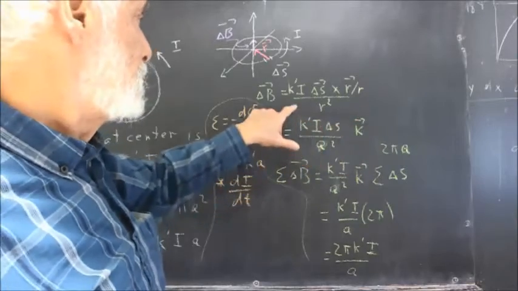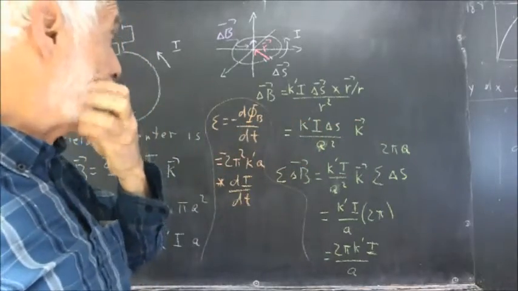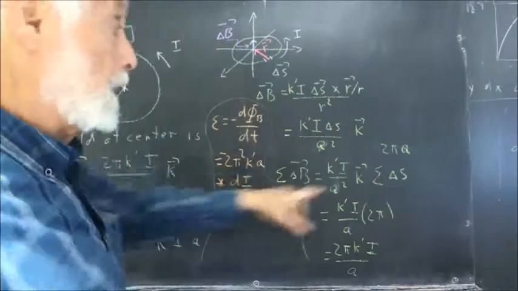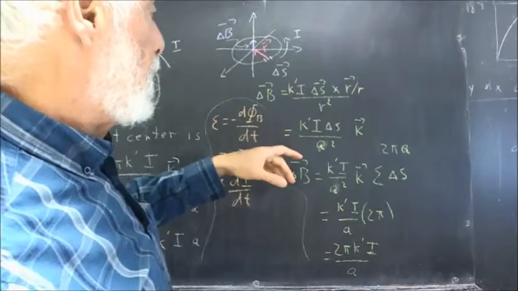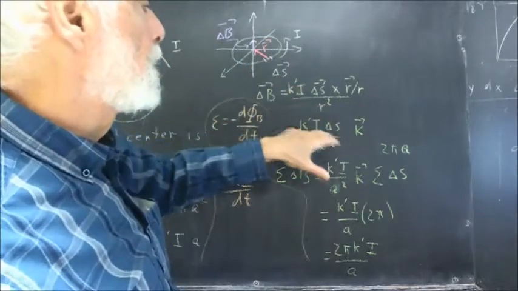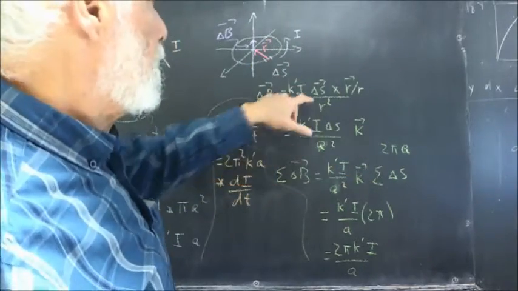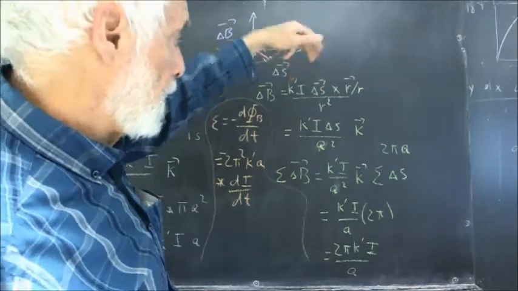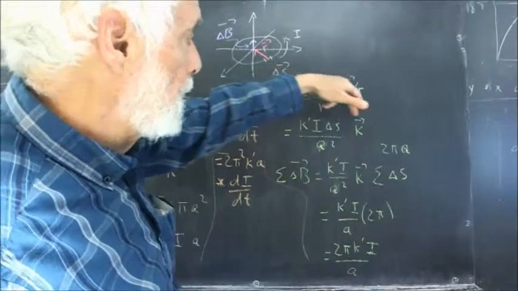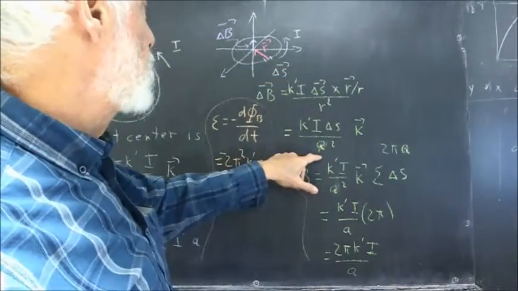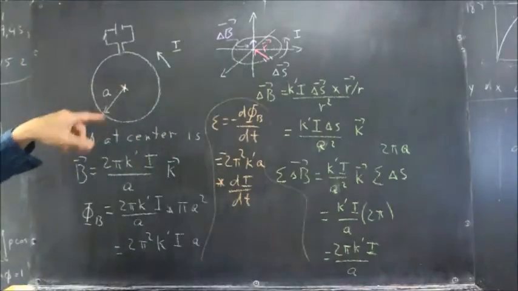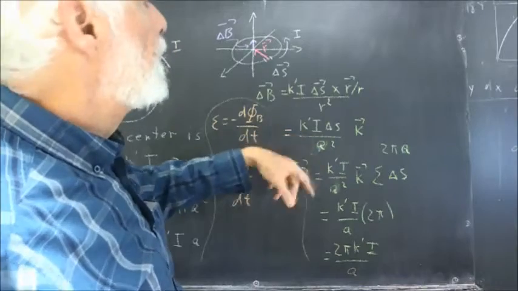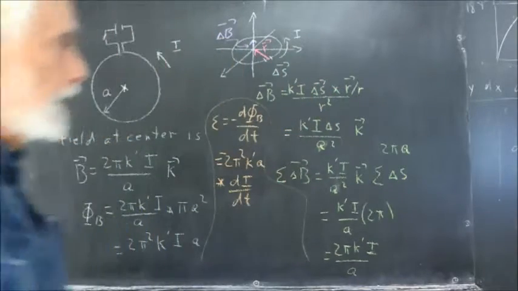When we simplify this, the delta S cross R divided by R gives us the K vector, as we just saw. So that, and of course it's going to be delta S times the K vector, or I delta S times the K vector, in any way you want to look at it. We get K prime I delta S times the K vector over A squared, assuming a loop of radius A. So R becomes A. The R vector is as you see it, etc.